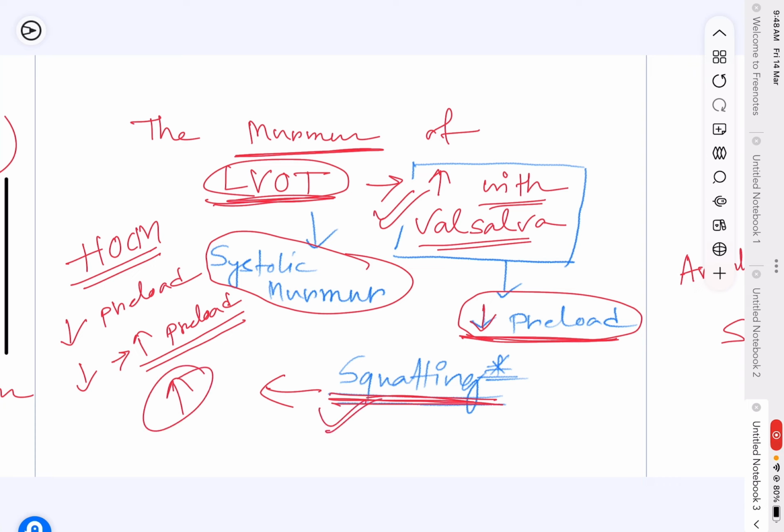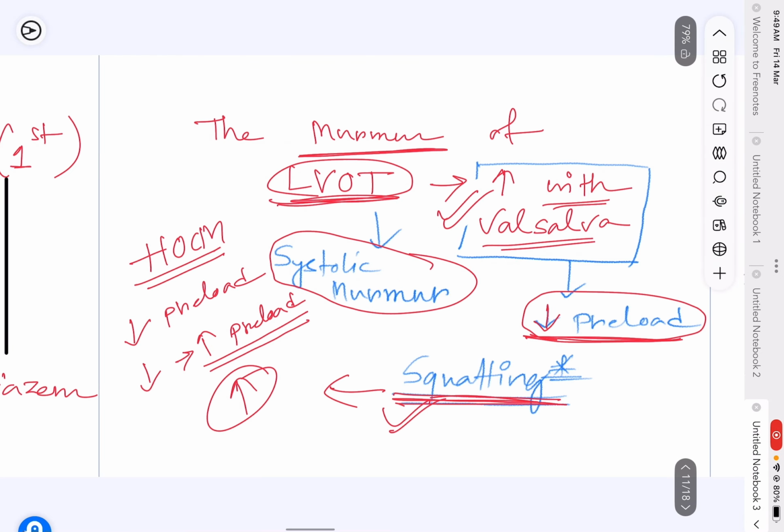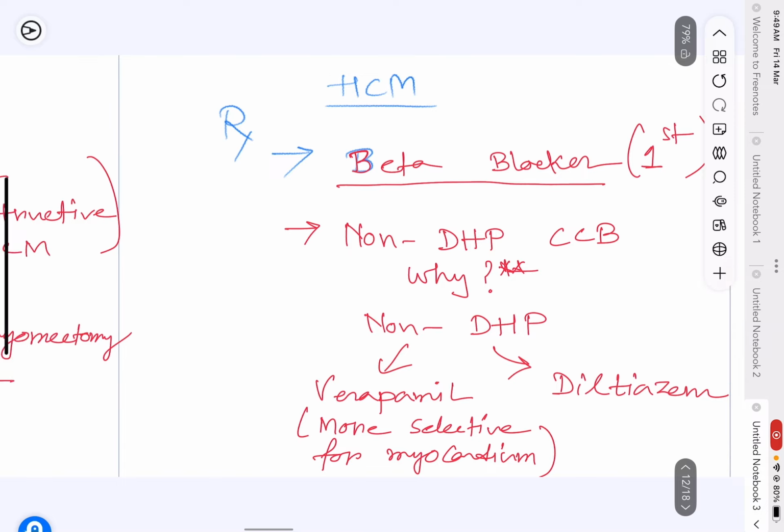And what will happen with preload, you have to understand and you can answer accordingly. Increasing the preload will decrease the murmur. Decreasing the preload will increase the murmur of HOCM only. All other murmurs are increased with increasing the preload and decreased with decreasing the preload. So in squatting, your preload increases. This will cause a decrease in the HOCM murmur and an increase in the other kinds of murmurs.